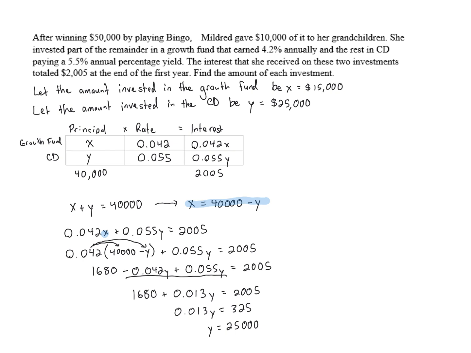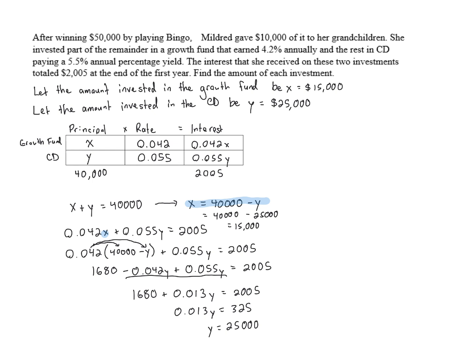Or if we want to do it more mathematically as far as the system of equations goes, we can go up to this equation, x equals 40,000 minus y. We know that y is 25,000, so we can take 40,000 minus 25,000, and that gives us the same 15,000 that we had before.